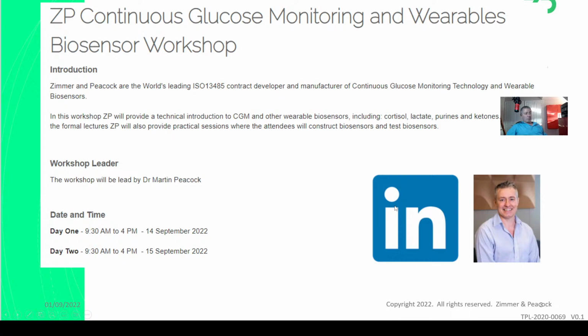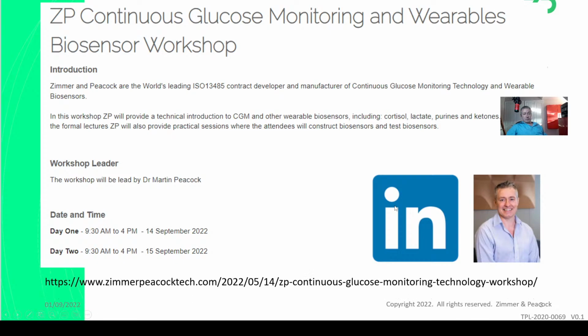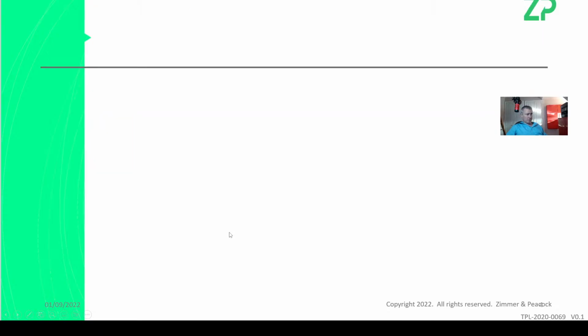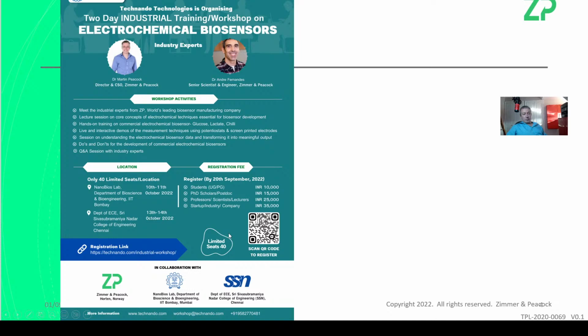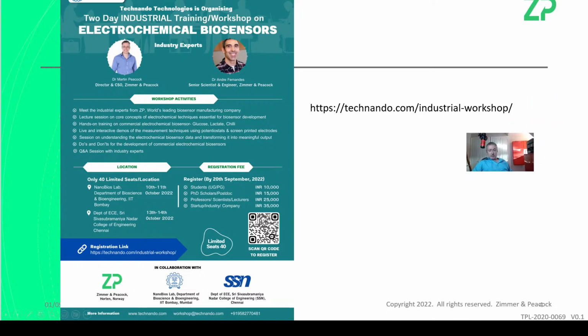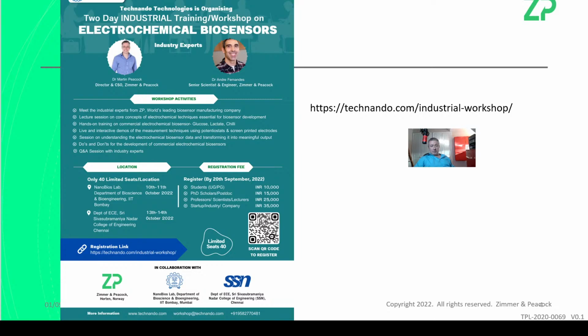We are having a workshop in Norway. This is on the 14th to 15th of September. So if you're interested in wearable sensors, obviously CGM, continuous glucose monitoring would be an example, then please attend that workshop. We're also having a workshop in India. This is in October. So on the 10th and 11th of October, we have a workshop in India, and then a day's break, and then we have a workshop on the 13th and 14th of October. So if you're in India, and we do have a lot of collaborations going on in India, then please don't hesitate to reach out to us there.